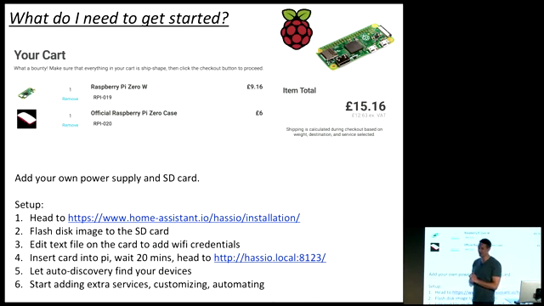Okay, so the next question is, you're curious about Home Assistant. What do you need to get started with it? Well, you don't need an awful lot of money. I reckon that you can pick up a Raspberry Pi for £10, put it in a case. You're talking £15 worth of hardware. If you've got your own power supply and an SD card, then you're ready to go.